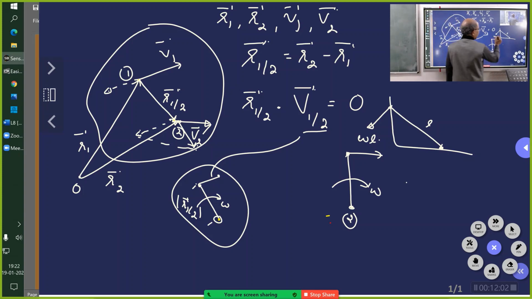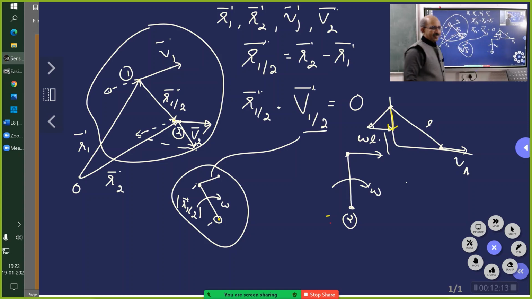Plus to this, and this is moving with VA. We have to add VA to this point. We added VA to this point, and therefore we got the resultant. And this angle was 90 degrees. That is always the case. But the only thing is, it is not the absolute velocity of this particle. It is the velocity of this with respect to this that is perpendicular to the line joining the two, and this is undergoing rotational motion. Is it clear?